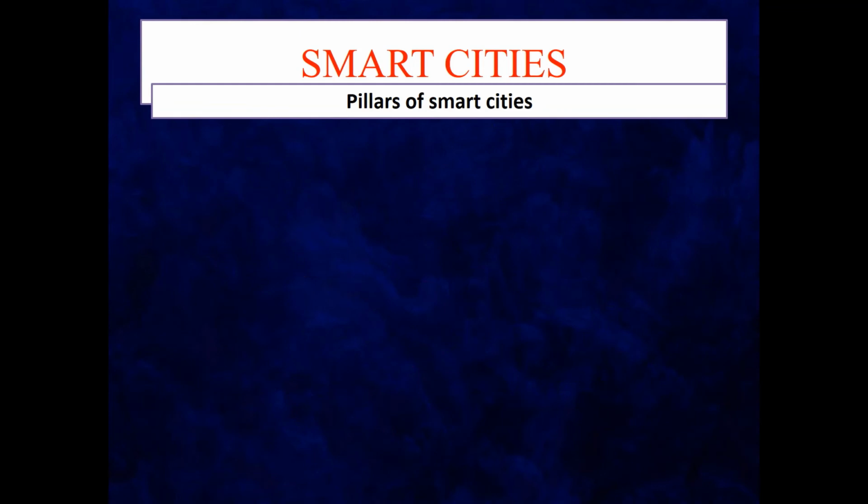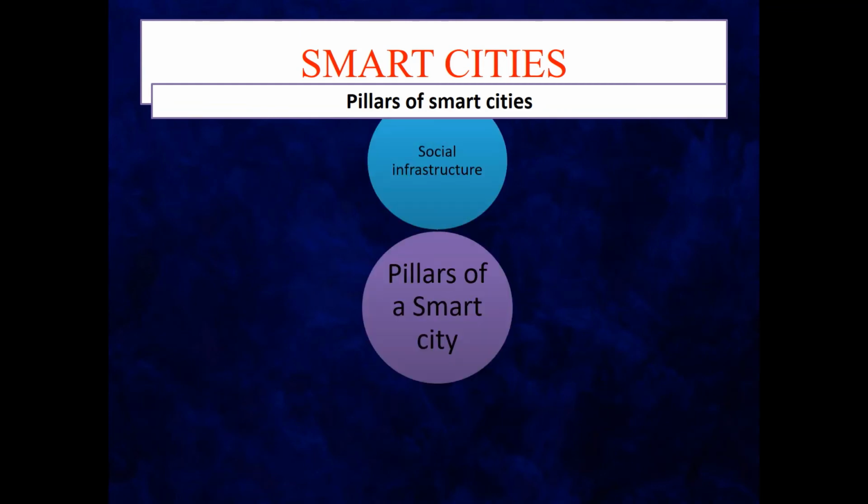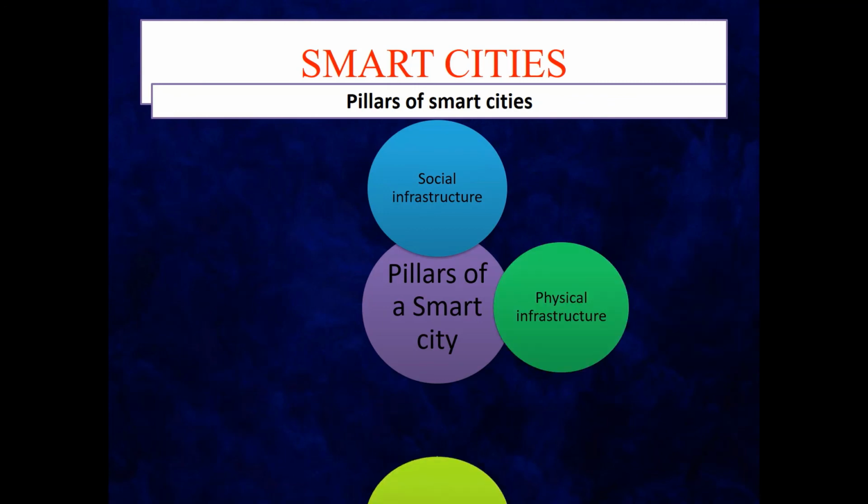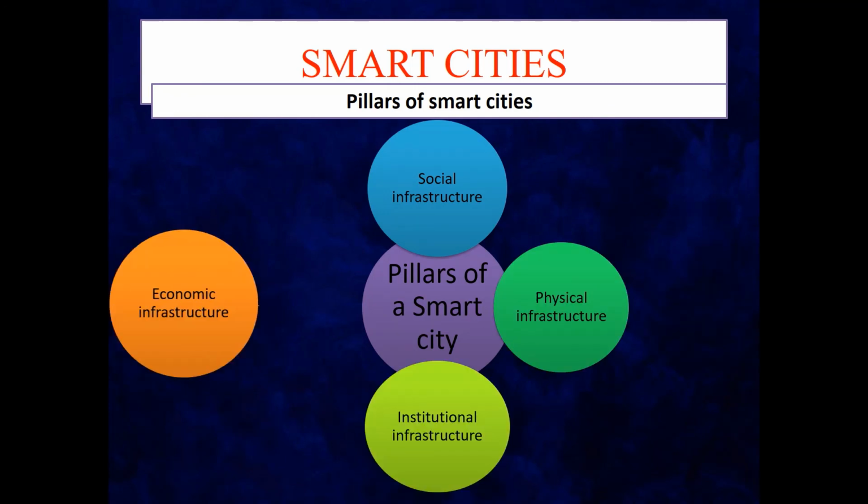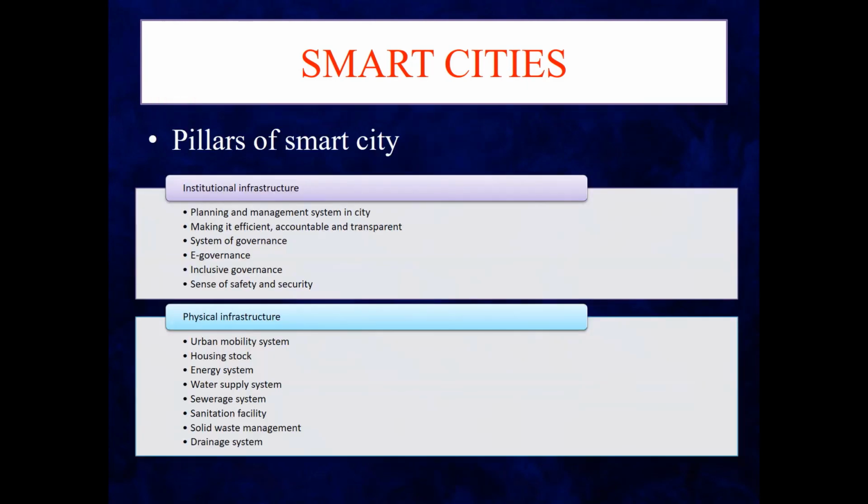Now we have the pillars of smart city. First is social infrastructure, physical infrastructure, institutional infrastructure, economic infrastructure. So let's discuss the pillars of smart city. First is institutional infrastructure. Institutional does not depend only on education. Institutional means e-governance, system of governance, inclusive governance, sense of safety and security, planning and management in city, and making it efficient, accountable and transparent. Right? These are the pillars of smart city.